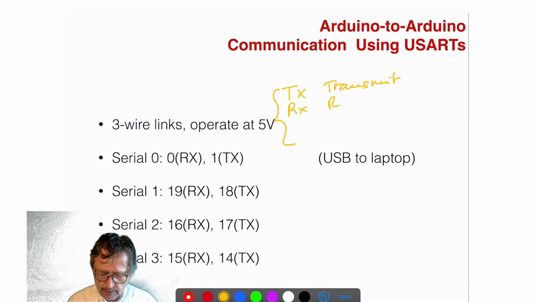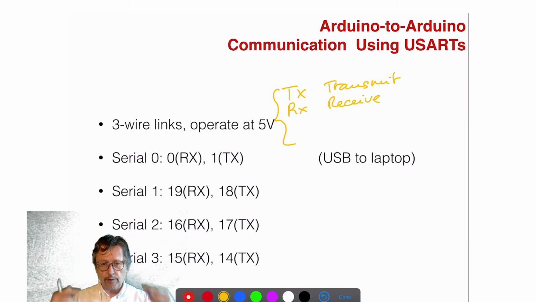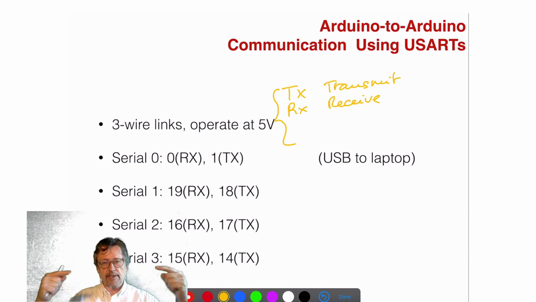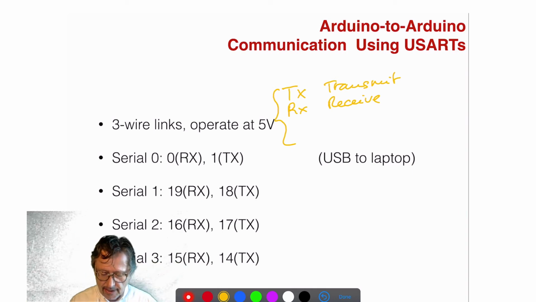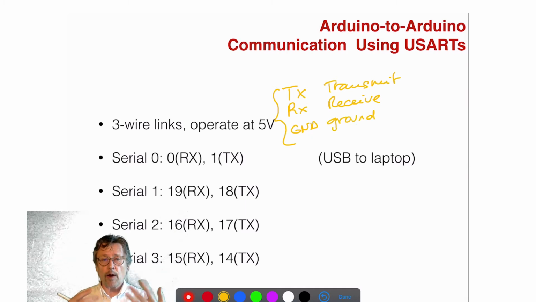RX is going to mean receive. So there's going to be a wire on which we receive information from the other devices. So we see that it's a full duplex connection. And then we need ground. We always need ground. We need a way for information to come back. So TX, RX, and ground are the three wires that we need.